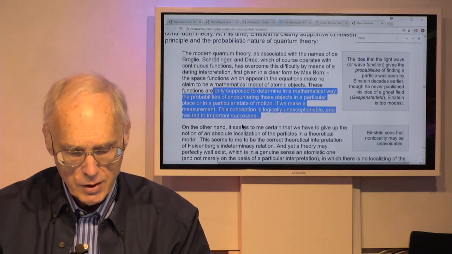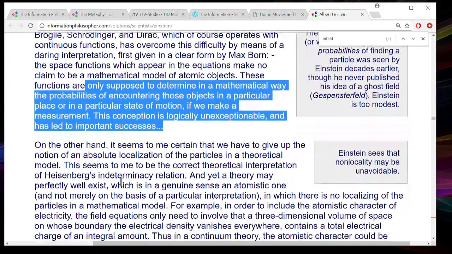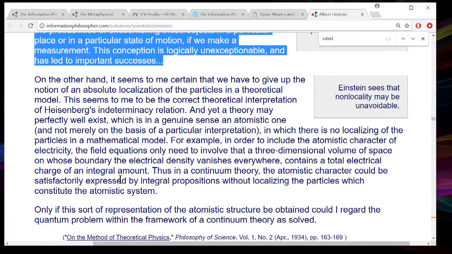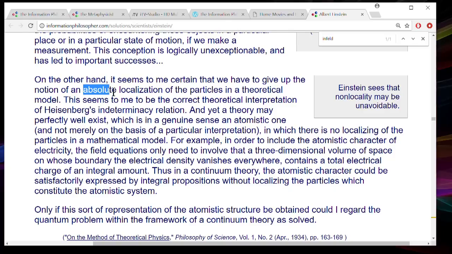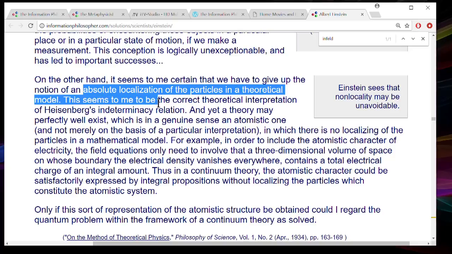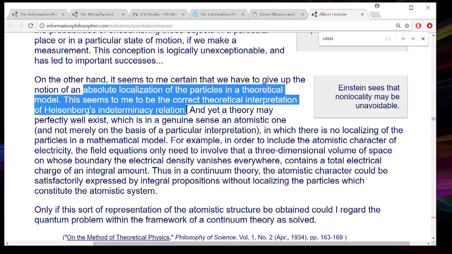But now Einstein is a little concerned, and he says, on the other hand, it seems to me certain that we have to give up the notion of an absolute localization of the particles in the theoretical model. And he's quite correct about that. We only know where they are localized within the kind of fuzziness of the uncertainty principle, which has to do with Einstein's earlier discoveries about randomness at this low level. This seems to me to be the correct theoretical interpretation of Heisenberg's indeterminacy relation, the famous uncertainty principle.